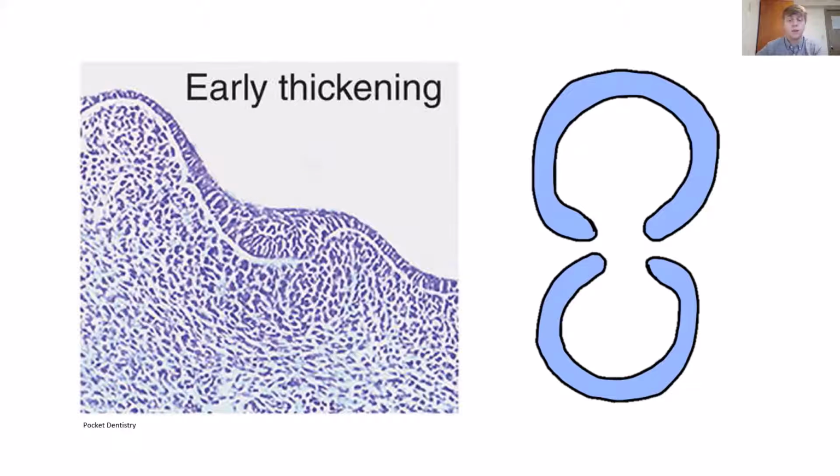Development starts with thickening of oral epithelium into primary epithelial bands around both the upper and lower jaws. These thick bands are horseshoe-shaped and will serve as a base for the future teeth development.